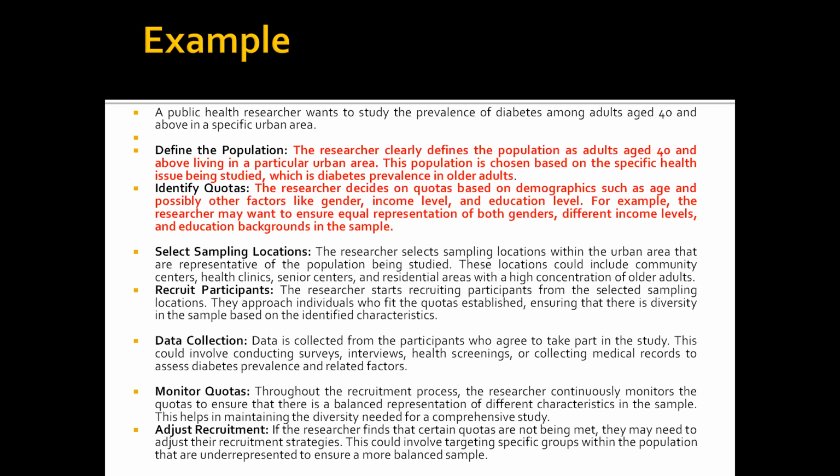If there is no balance, the researcher would adjust so that all the quotas will be met. This could be in the form of targeting specific groups within the population that are underrepresented in the already recruited sample, to ensure a more balanced sample. So that's all about the quota sampling technique.